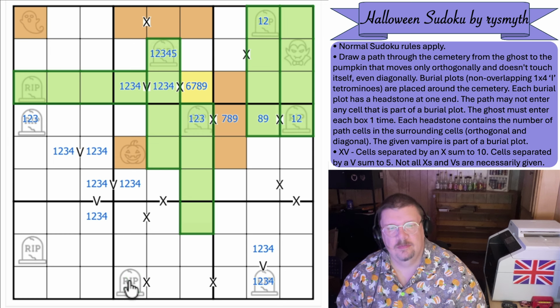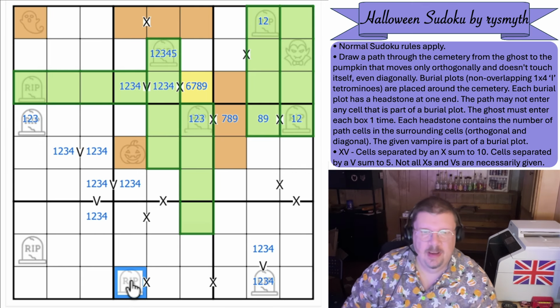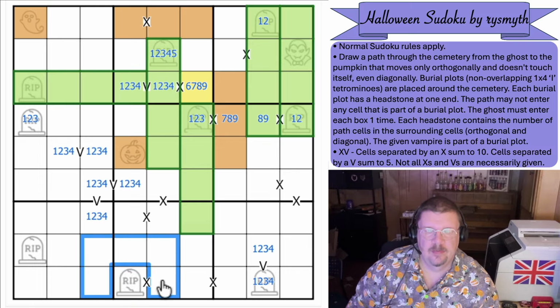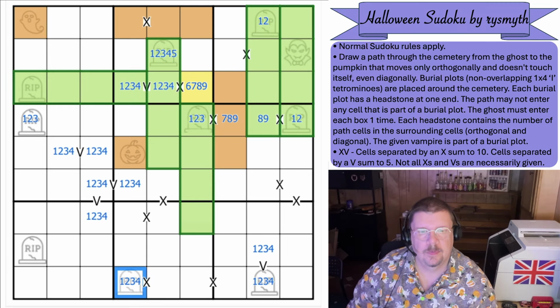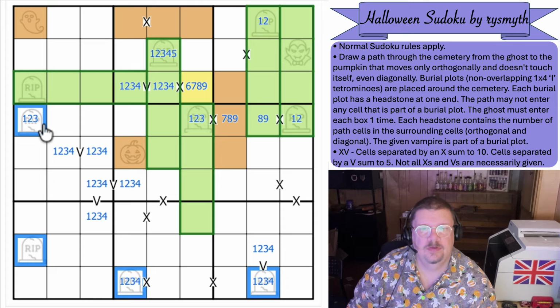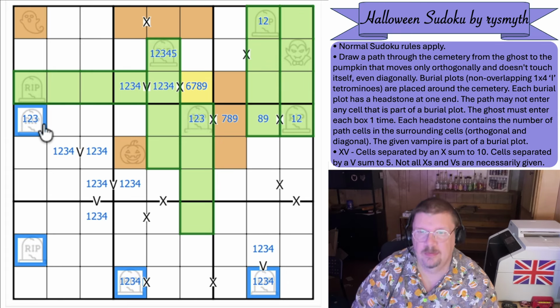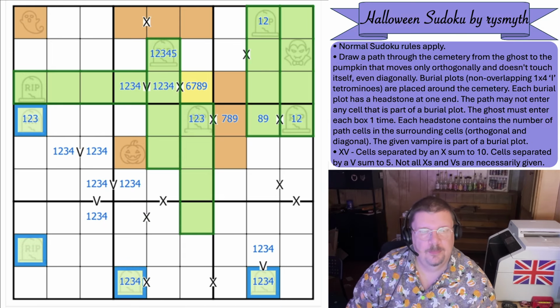So this cell, because it is a headstone, it counts the number of path cells in those 5. So it's a maximum of 5. And in fact, because it's on an X, it's a maximum of 4. And in fact, I could probably just go ahead and color those green because we know that that's true.